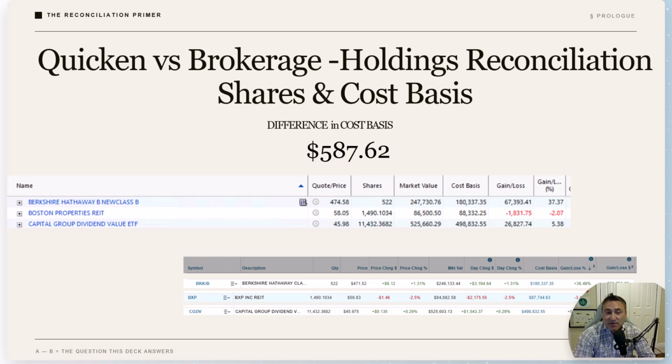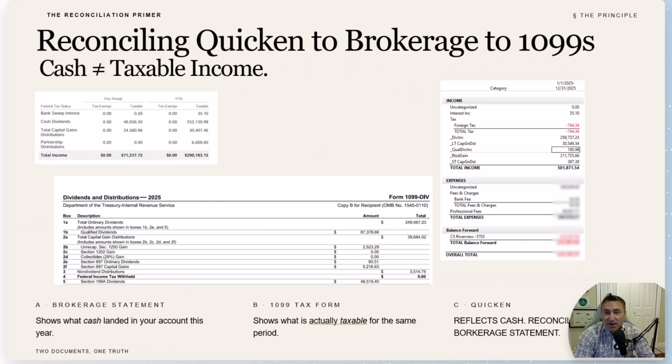We couldn't even answer that question till we got to year end. Now we need three inputs to figure this out when reconciling our Quicken to the brokerage to the 1099. The first is the brokerage statement, this document right here in the top left. The second is the actual 1099 form that you only get once a year at year end, and that is disclosing the dividends and capital gains and Section 887 and a bunch of sophisticated things.